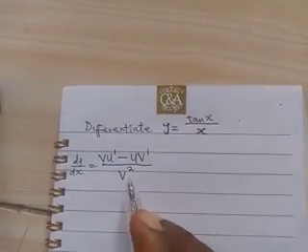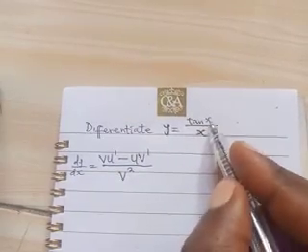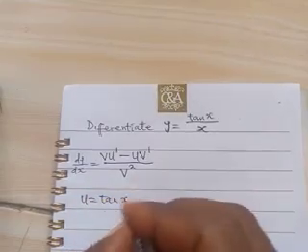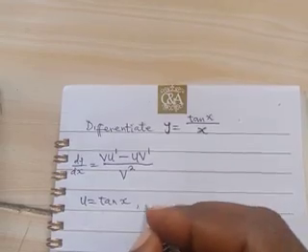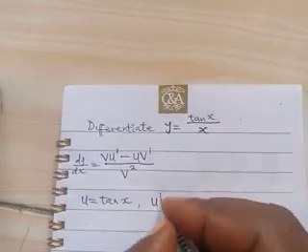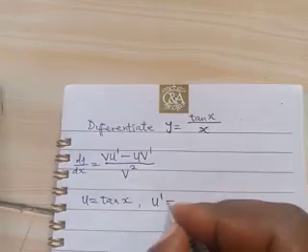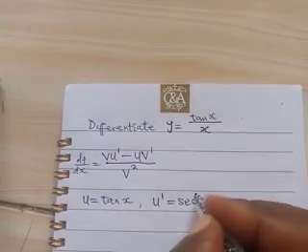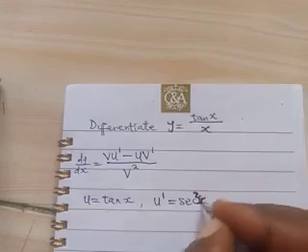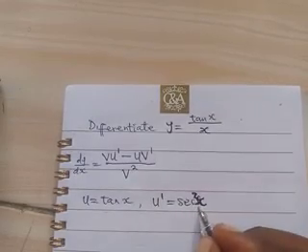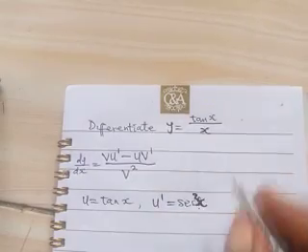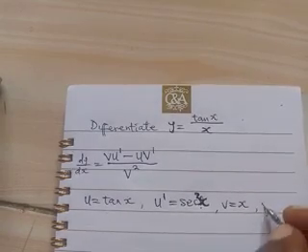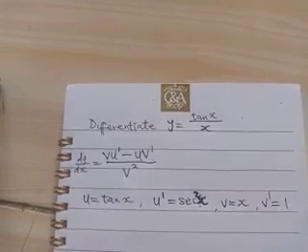that is quotient rule. Now here, the one on top is our u. So we say u is tan x. If we differentiate tan x, which is u prime, we're going to get sec square x. The one down is v, so our v is x. If we differentiate x, that's v prime, we're going to get 1.